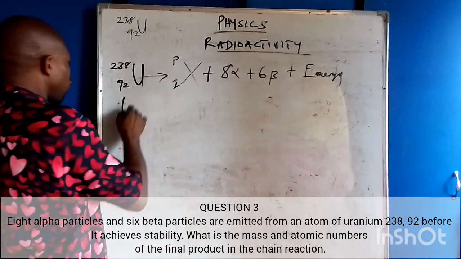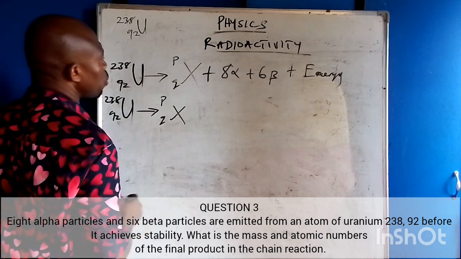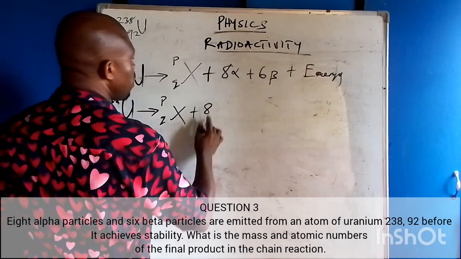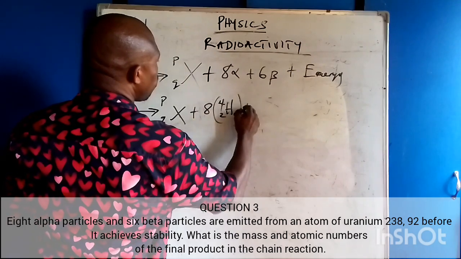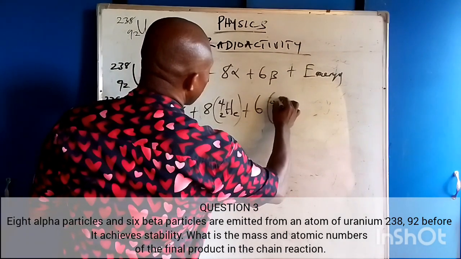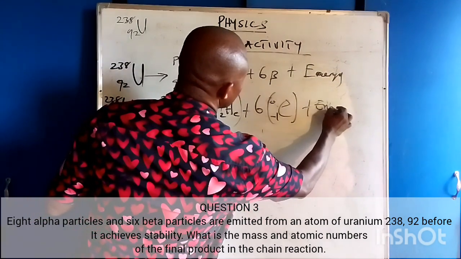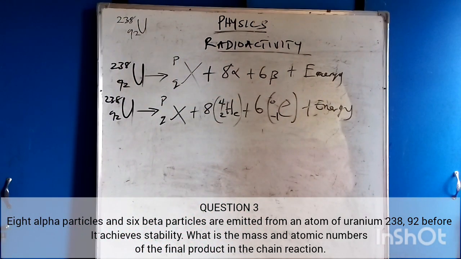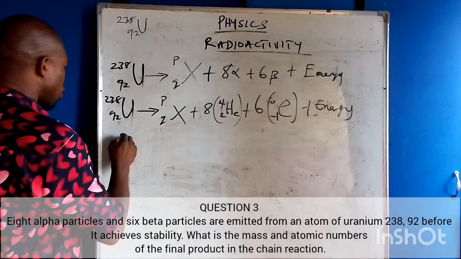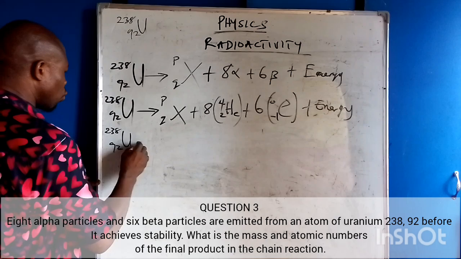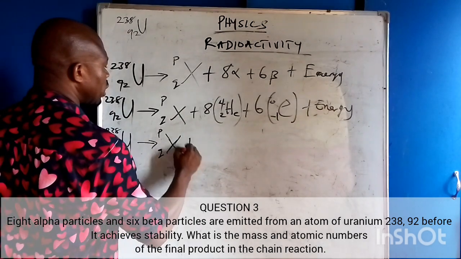Now all we need to do is to express this. If we express that, we have uranium-238 (92) giving rise to X with P and Q, plus 8 times an alpha particle, which is helium with 4 and 2, plus 6 times an electron with 0 and -1, plus energy. So in other words, if we expand that, we have uranium-238 (92) giving rise to X, P, Q, plus 8 times 4.